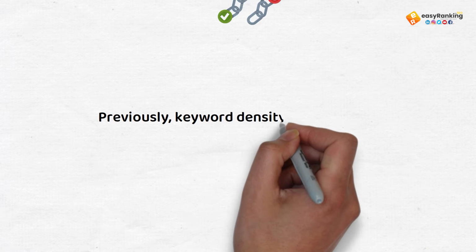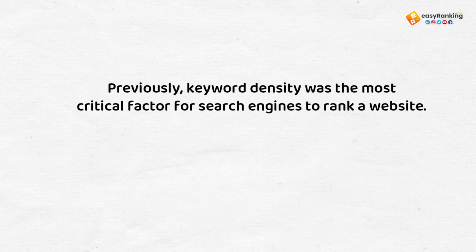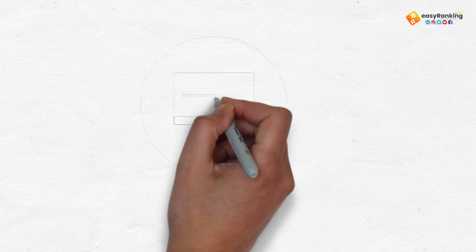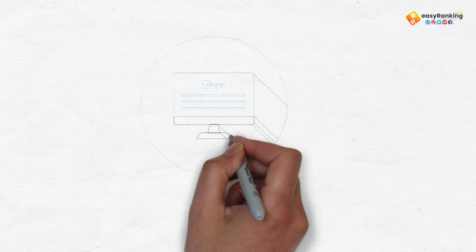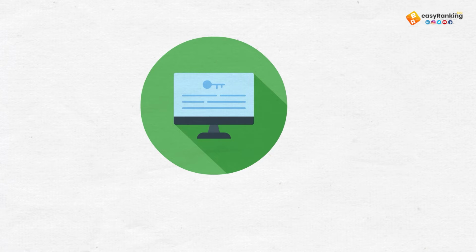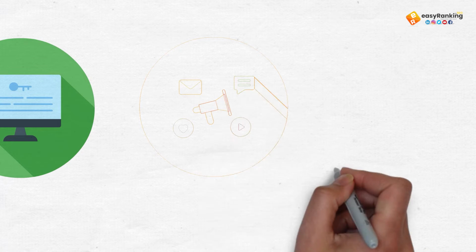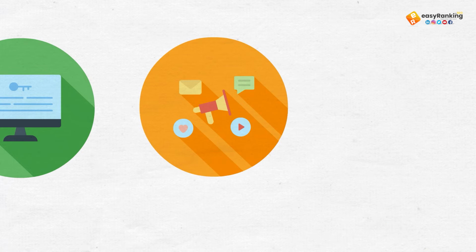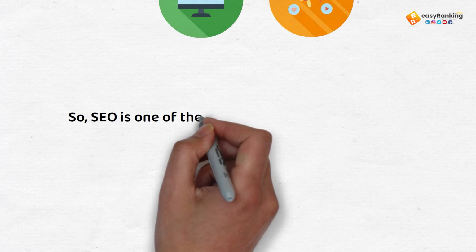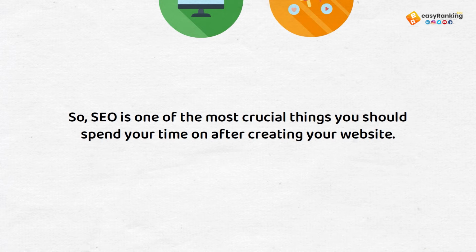Previously, keyword density was the most critical factor for search engines to rank a website. However, it was later discovered that having a high keyword density didn't mean that an article was the most relevant for a particular term. Having a reasonable number of keywords is also necessary for your website's ranking. There are various other things to take into account. So, SEO is one of the most crucial things you should spend your time on after creating your website.